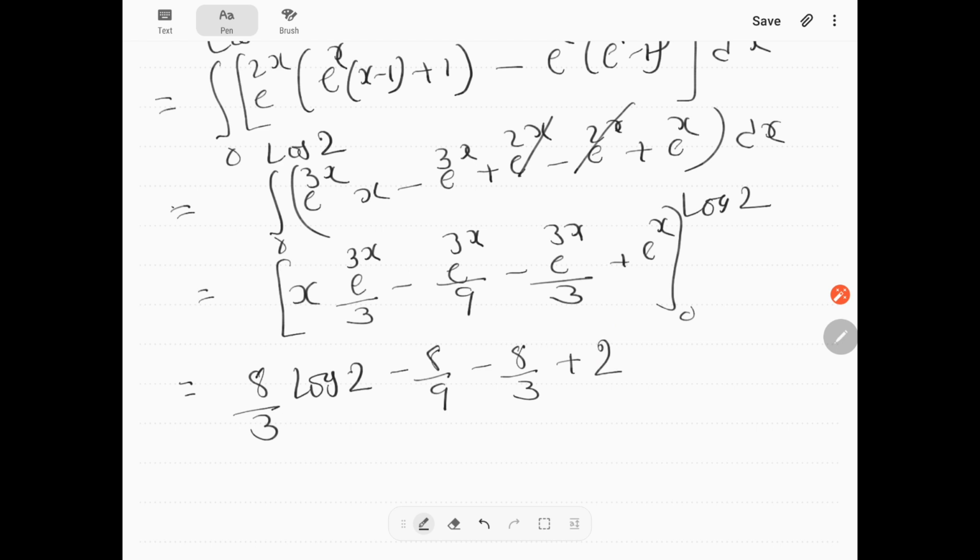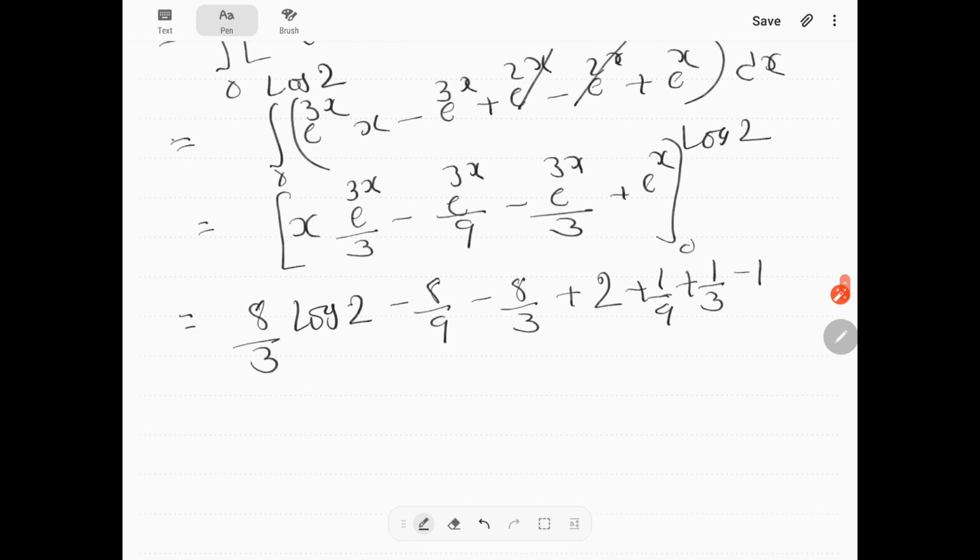If I substitute the lower limit, because of this x, this term vanishes. E power 0, 1 by 9, minus of minus, that will be plus 1 by 9. And if I substitute here, this will be plus 1 by 3. And e power 0, that is 1, so that it is minus 1.